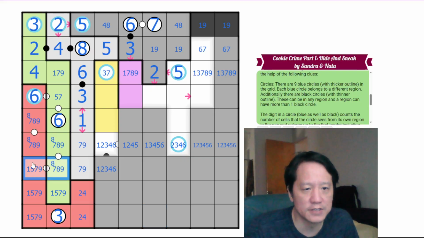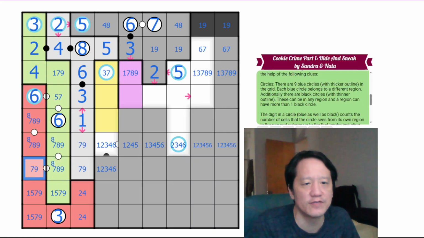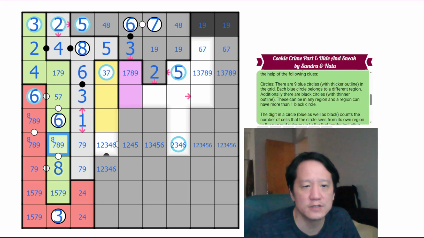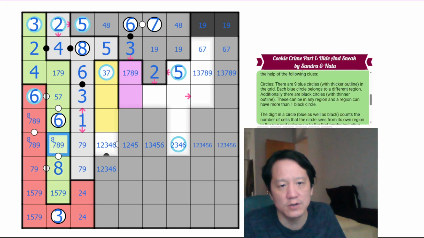These digits are consecutive. The only digits consecutive with 7, 8, and 9 would be 6 through 9, so 1 and 5 can't be here, therefore this is 7, 9. And that's consecutive with 8. So this is 8. This cannot be 8 here.